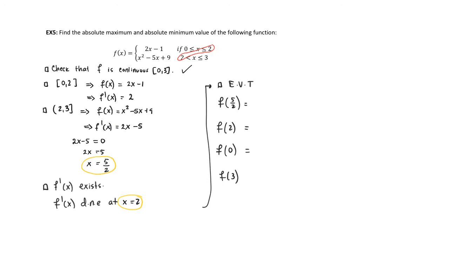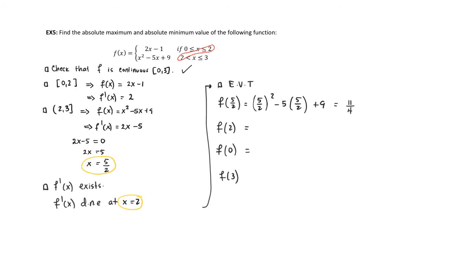Using the function, f of 5 over 2 will be equal to 5 over 2 squared minus 5 times 5 over 2 plus 9. If you're wondering why I am doing this, well, 5 over 2 is 2.5. 2.5 is between 2 and 3. That means that we are working with the second piece of the function. So I take the second piece, which is the quadratic, and substitute 5 over 2 in place of x. Now, when I do the calculations, I should get 11 over 4.